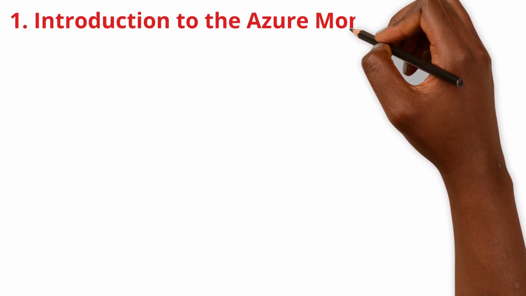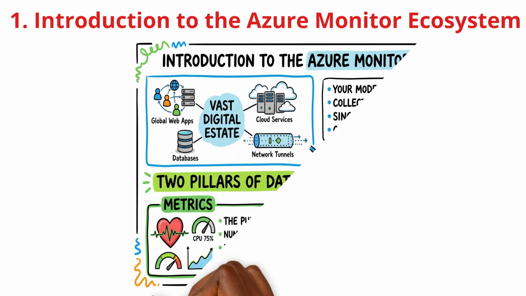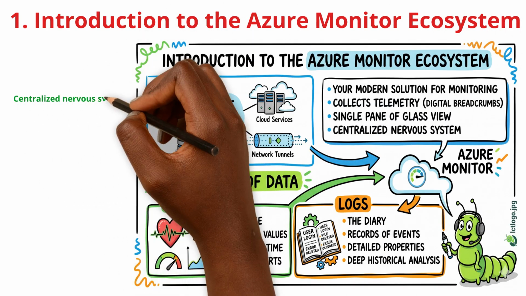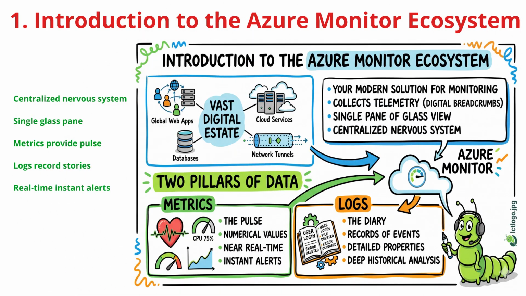Welcome to your digital estate. Imagine managing a world of servers, databases, and global apps. It's a lot to track. That's where Azure Monitor steps in, acting as the central nervous system for your entire cloud environment. It gathers digital breadcrumbs called telemetry to give you a single, clear view of everything happening at once.